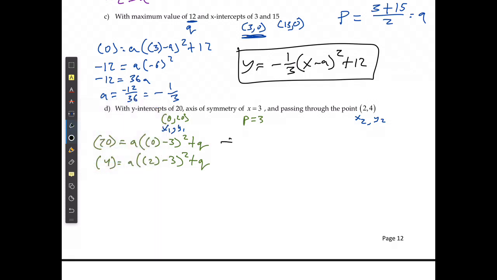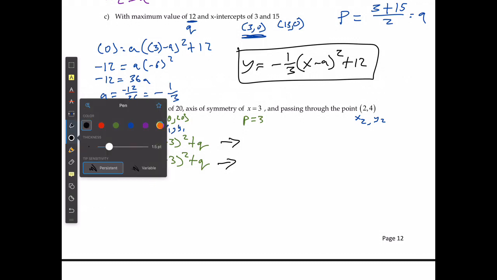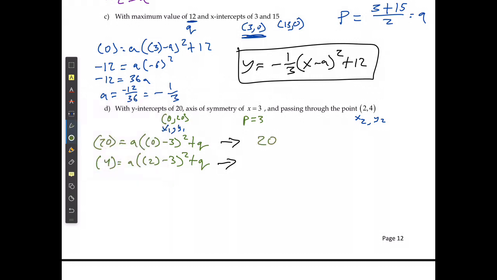And we're going to simplify both these equations. So I'm going to leave the 20 the same, but I'm going to solve for the 0 minus 3 squared. 0 minus 3 squared is going to give me 9, so I have 9a plus q. On the bottom, I leave the 4 the same, and 2 minus 3 is going to be negative 1, squared is just going to be 1, so I can call that 1a, or just a, plus q.